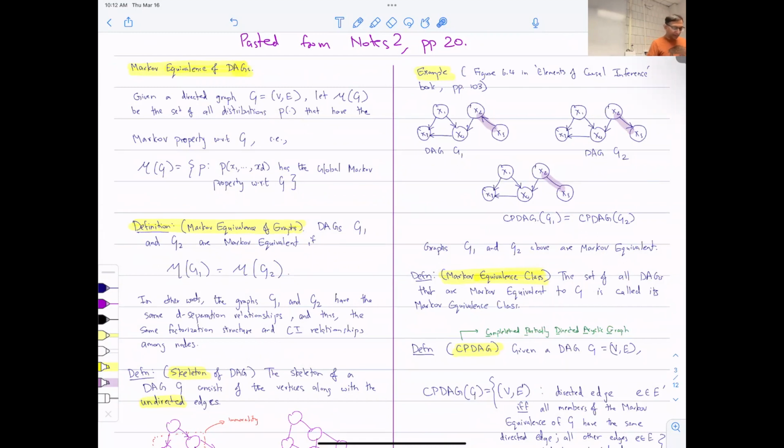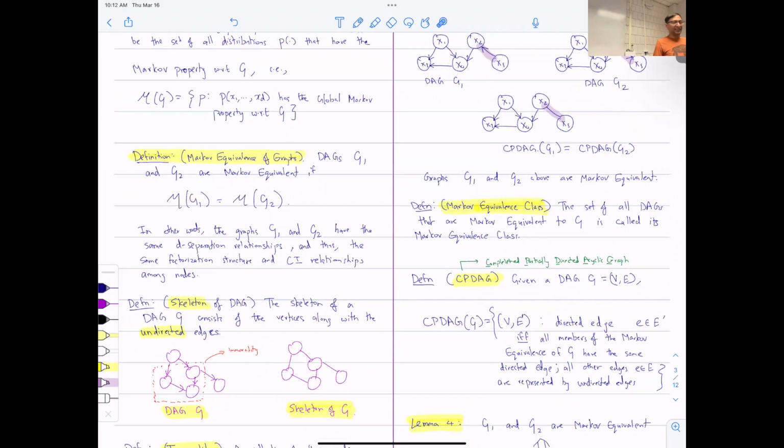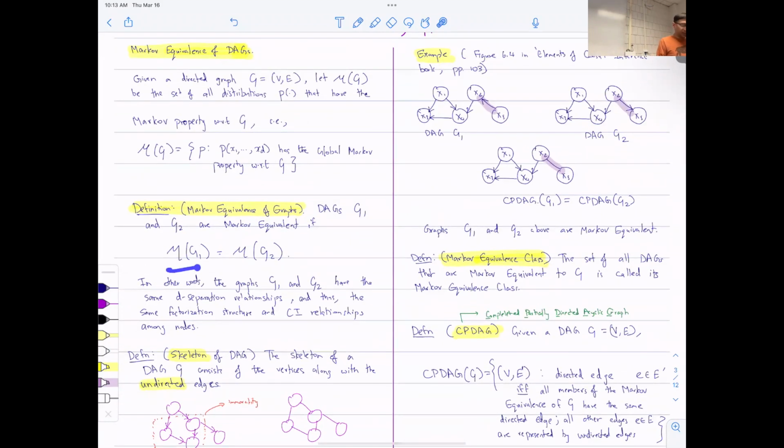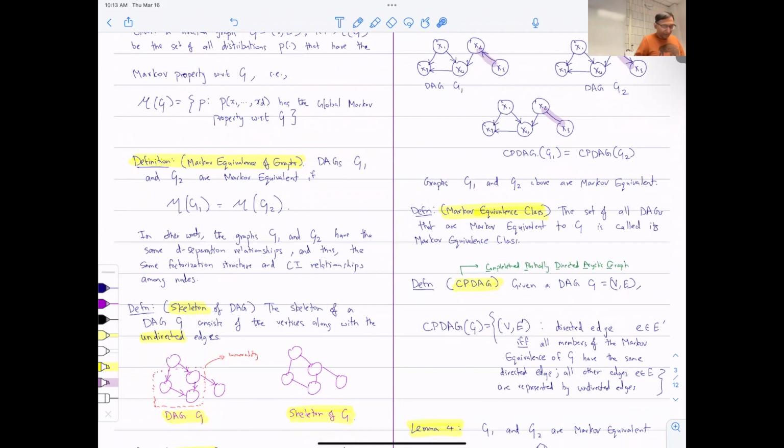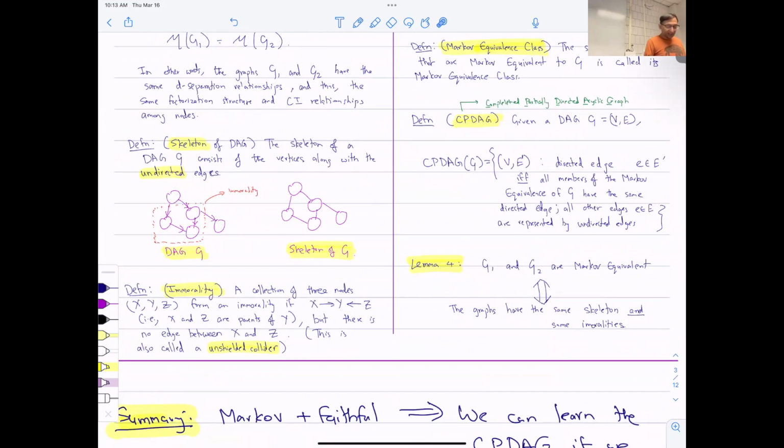It is the completed partially directed acyclic graph. Remember, two graphs G1 and G2 are Markov equivalent if the set of distributions consistent with the first one is the same as the set of distributions consistent with the second one. What I mean by consistent is that the set of distributions corresponding to a graph is all those joint distributions which have the global Markov property with respect to G. Then we talked about the Markov equivalence class, that is, the set of all DAGs that are consistent with G. The key result, from Tuesday's lecture, was that G1 and G2 are Markov equivalent if and only if the graphs have the same skeleton and the same immoralities, and that gives you a CP DAG.